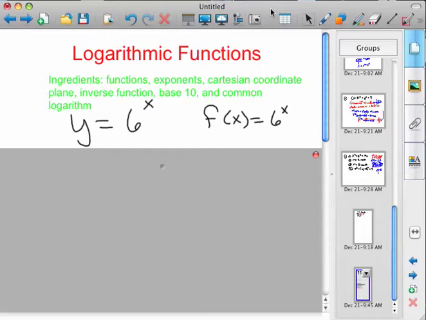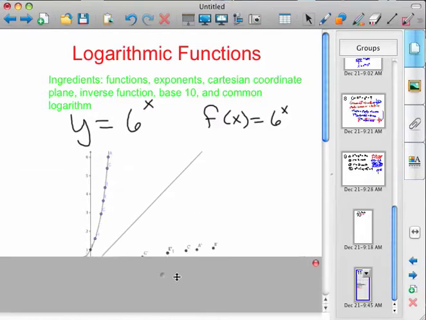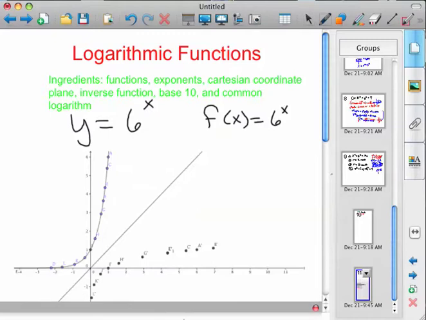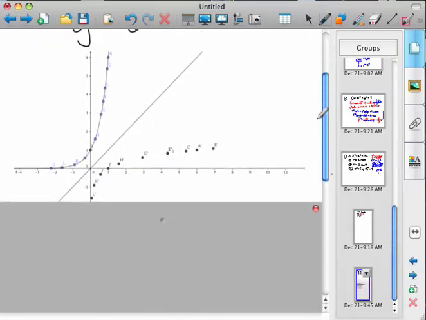So we're going to start out: logarithmic functions actually are exponential functions. And so I've got y equals 6 to the x power, or in function notation, f of x equals 6 to the x power. And so let's take a look at the graph of this. So here's the graph of this function.